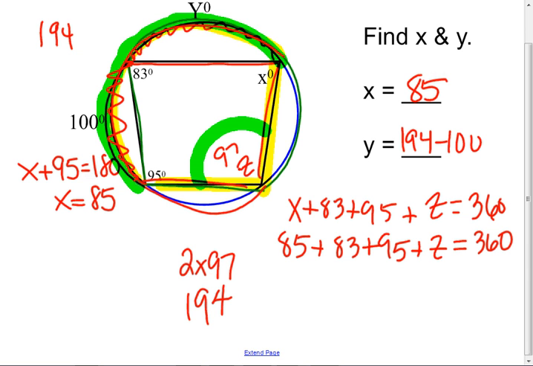Angle Z. Yeah, but if you want to go back and see why, there it is. Oh, yes. I understand it. Shh. Vivian.